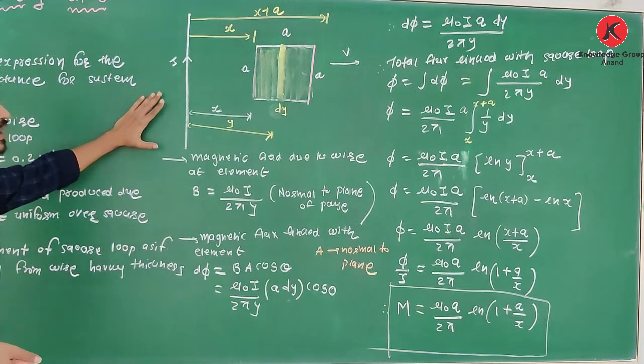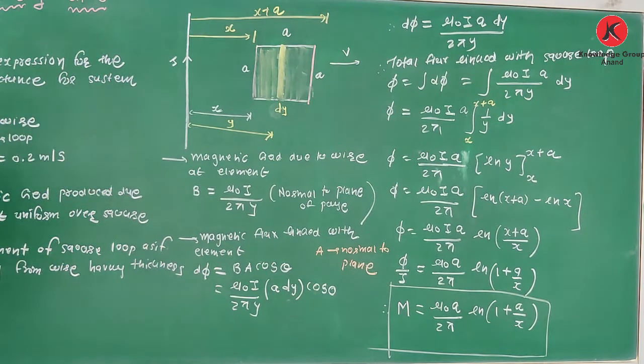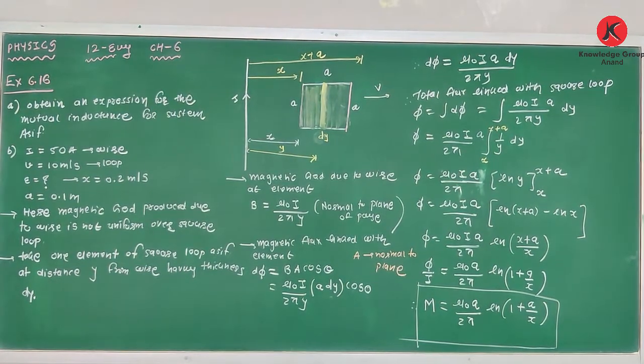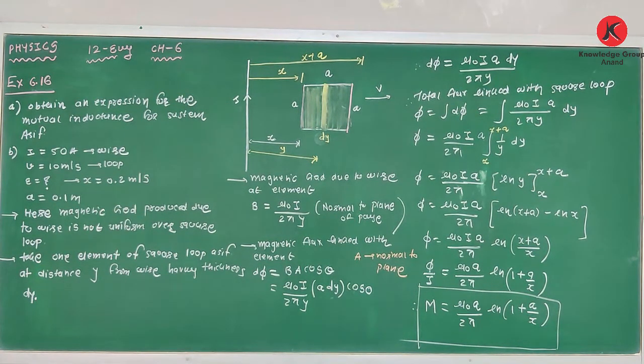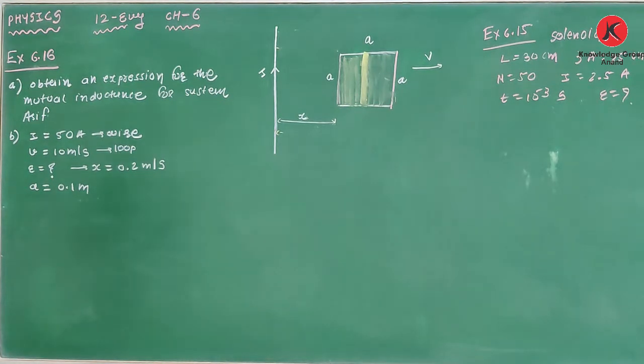So it is one important question for you: find the mutual inductance of the system as shown in the figure. Now, what about question B? See how to solve question B. What is given? The current flowing in the wire is 50 ampere, moving with 10 meter per second, and you have to find the induced EMF when x is equal to 0.2 meter, taking a is equal to 0.1 meter.